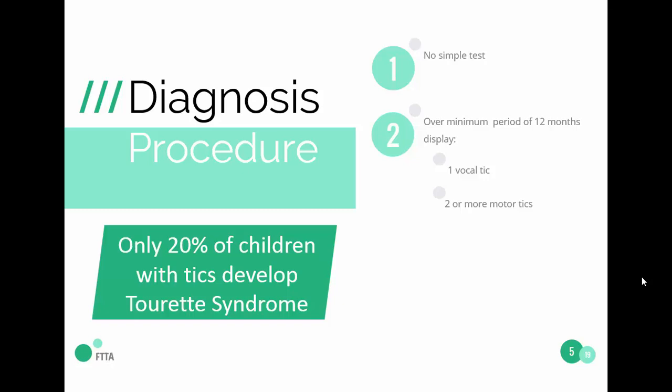Okay, now, as a general rule, to have Tourette's syndrome, a person will need to have at least one vocal tic and at least two or more motor tics. So motor tics obviously have to do with the actual physical body, whether it's facial features or whatever.